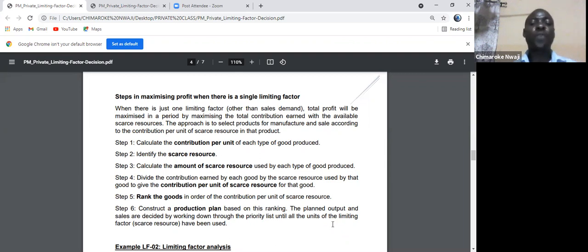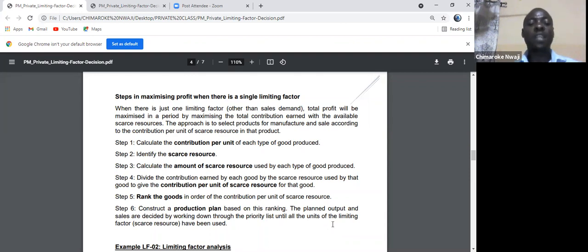It means that if you have 4 products and you've done step 1 divided by step 3 to get step 4, you will now look at them to rank. The one that gives the highest result is ranked first. The one that gives the next highest result is ranked second. The one that gives the lowest result is ranked last. What is the essence of the ranking?